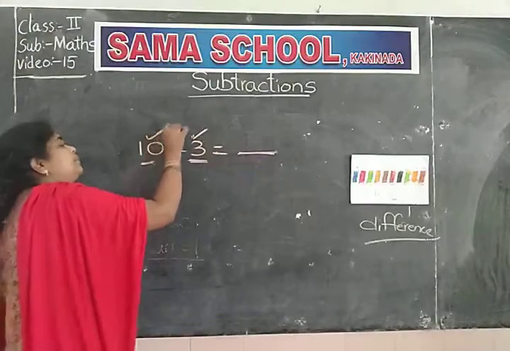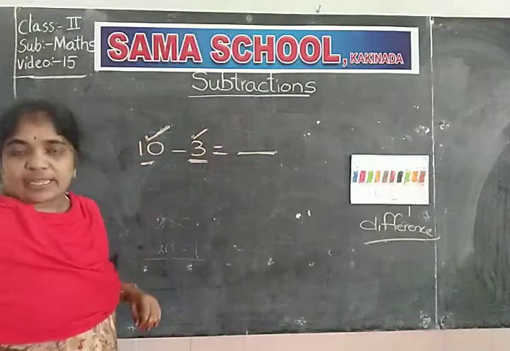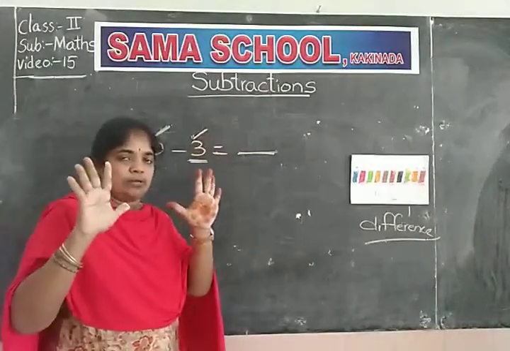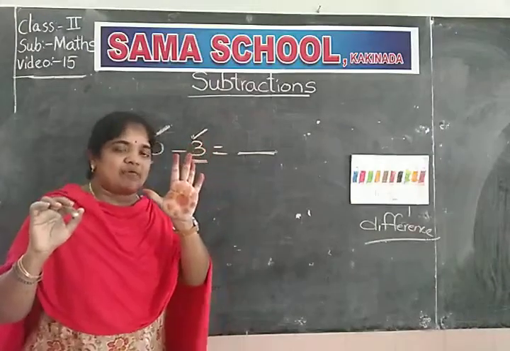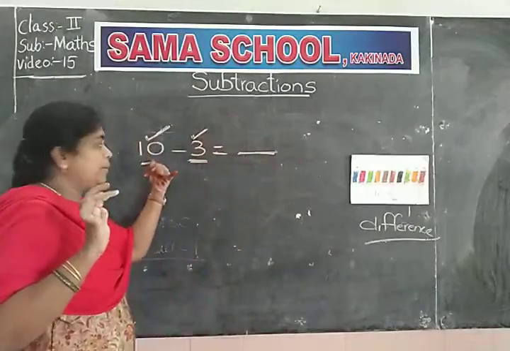What is the first number? The total quantity, that is 10. First we will take out 10 fingers. We are having 10 fingers. Okay, one hand we are having 5, another hand we are having 5. Total we are having 10 fingers. The first number is 10.